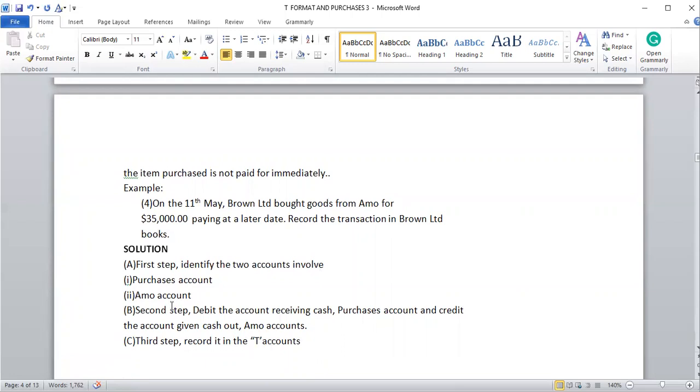So you realize that because the payment was made at a later date and not paid for immediately, Amo account will be shown because Mr. Brown is owing Amo. Supposing Mr. Brown had paid for it immediately, then the cash account would be recorded instead of Amo account, but payment was made at another date. So let us continue.